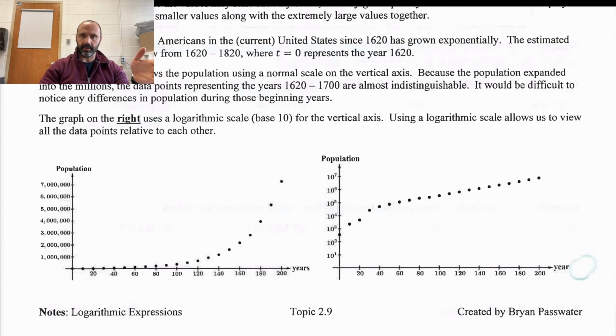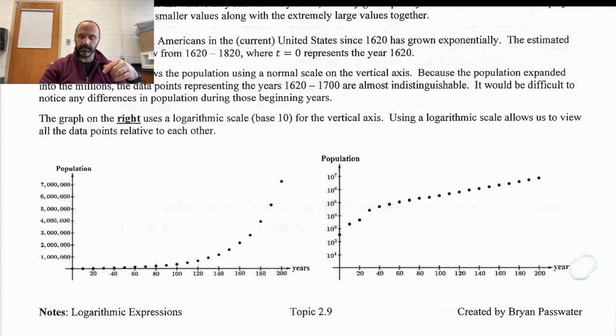So year zero is 1620, and the marked years are every 20 years. They've got data here for every 10 years or so. And you can see that in the beginning, if there are changes, you can't really tell in the graph. So instead of a regular, normal scale, we can use a logarithmic scale.